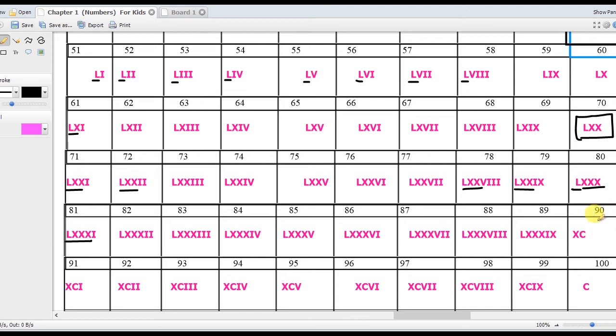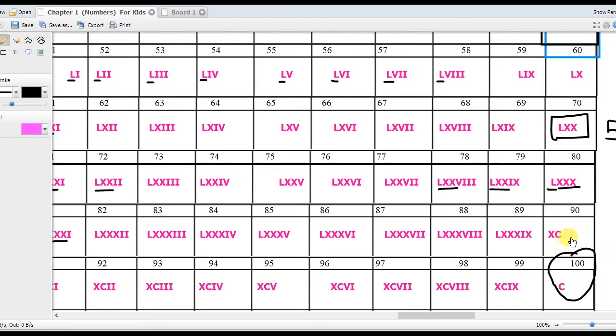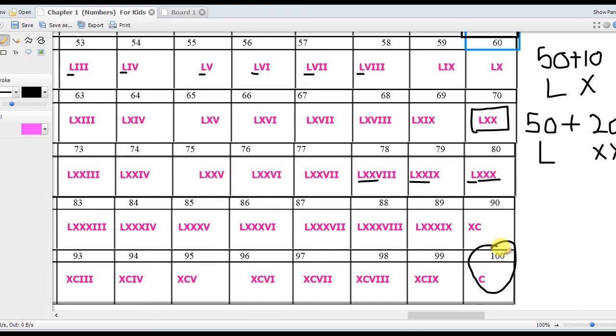And then we have 90. One of the basic symbols for 100 is C. Now 90 comes before 100, right? So you just do it this way: 100 take away 10. So this will give us 90. The symbol for 100 is C, and for 10 it is X. Since 90 comes before 100, that's why we write X before C, right?